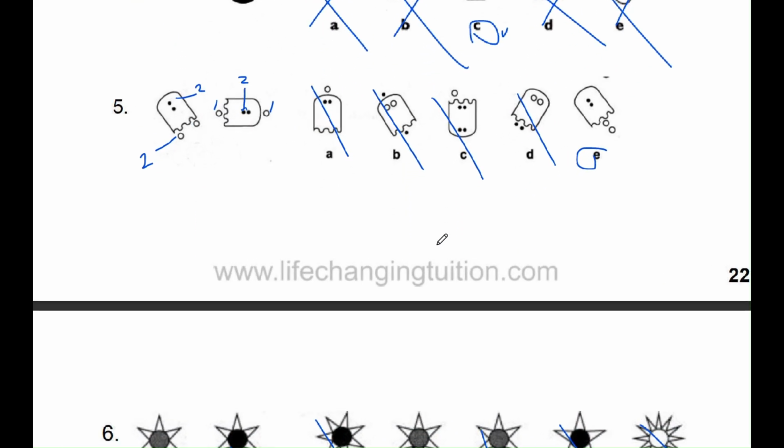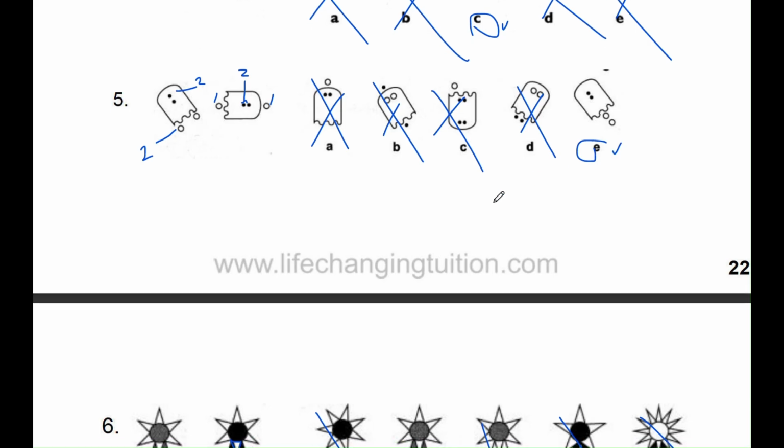Question 5. Rule: pick the picture that shows the same popsicle shape with 2 black dots inside and 2 white circles outside. Eliminate A, only 1 white circle outside. B, black dots are outside and a white circle inside. D, same problem, black dots outside, white circle inside. C, has 4 black dots inside, no white circles outside. Answer E, popsicle with 2 black dots inside and 2 white circles outside.